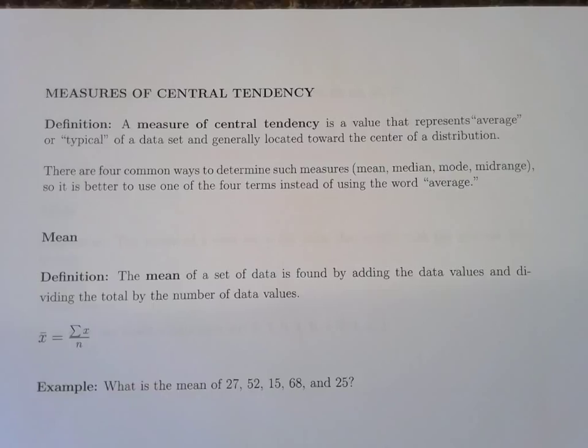Okay, so we're going to start with the definition. It says a measure of central tendency is a value that represents the average or typical of a data set and is generally located toward the center of the distribution. There are 4 common ways to determine such measures: mean, median, mode, mid-range. So it's better to use one of those 4 terms instead of using the word average. If you're using the word average or a typical number for a data set, we know that you're thinking of a measure of central tendency, but which one? Mean, median, mode, or mid-range? So we're going to look at what each of these means.